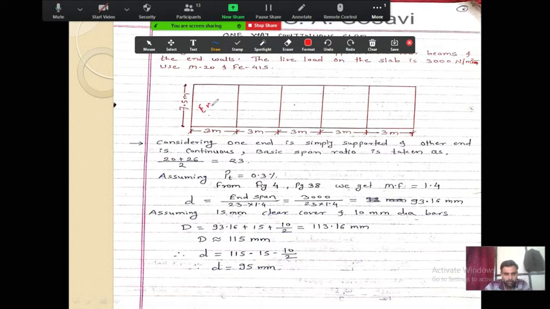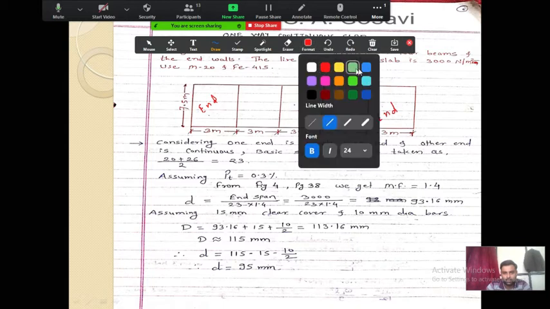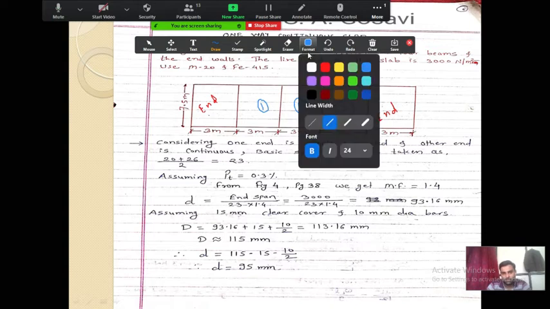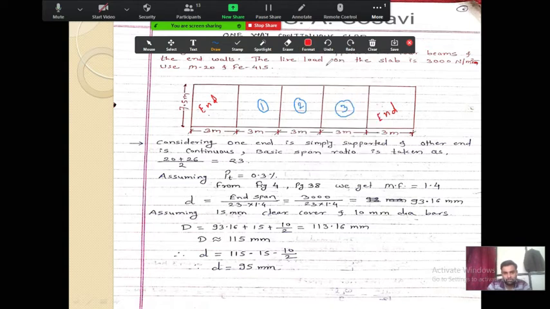I have already told you this is the end panel, and this is also an end panel, and the in-between panels are these three panels. So this is first, second, and third. These are the intermediate panels, and we have designed this for the end panel. Whatever design we have given in this numerical was done for the end panel. This design should be provided over here in this place and here.